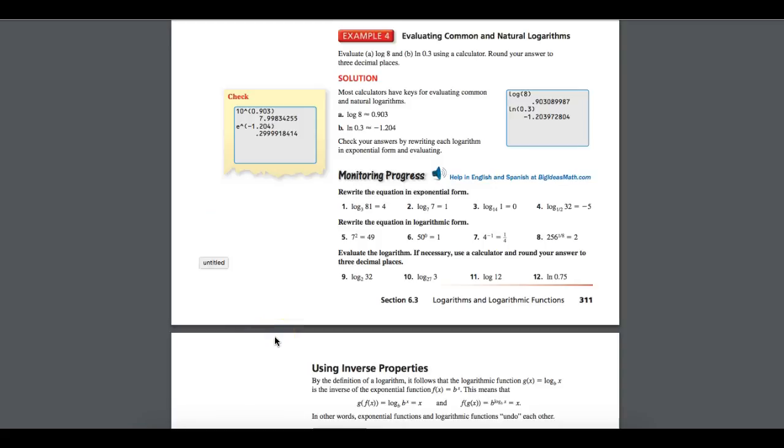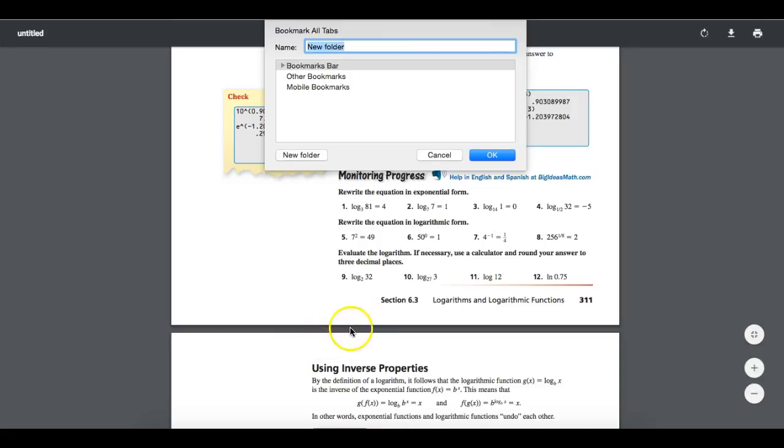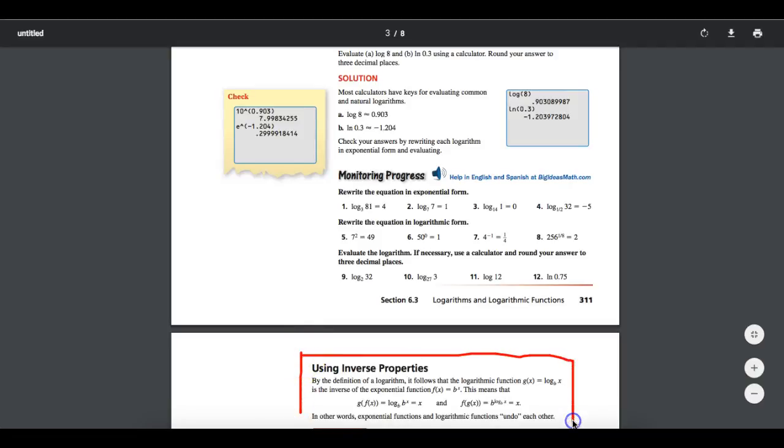In order to do this, you need to have a good understanding of the inverse properties. So what we're looking at right here is this part in our book. By definition of a logarithm, it follows that the logarithmic function f of x equals log base b of x is the inverse of the exponential function f of x equals b to the x.